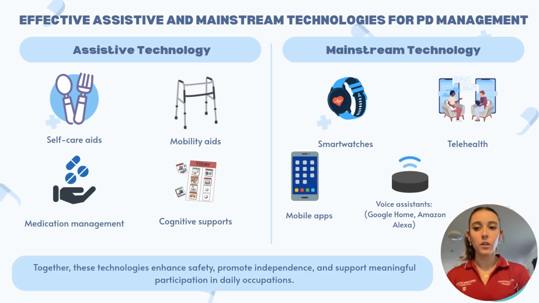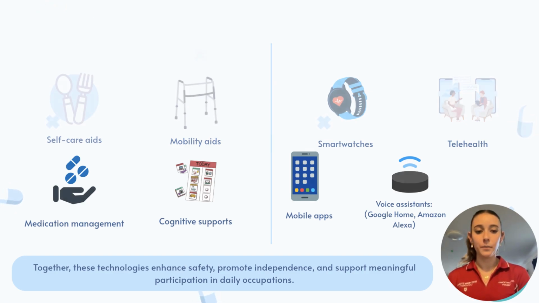Assistive technologies offer targeted support. Laser-guided walkers and rollators can help reduce freezing of gait and support pacing during mobility. Weighted utensils and adaptive cutlery make mealtime safer and more independent. Medication dispensers can improve routine adherence and symptom control. Dressing aids reduce the need for fine motor coordination, and visual schedules can help with managing memory and routine planning. Together, these technologies enhance safety, promote independence, and support meaningful participation in daily occupations.